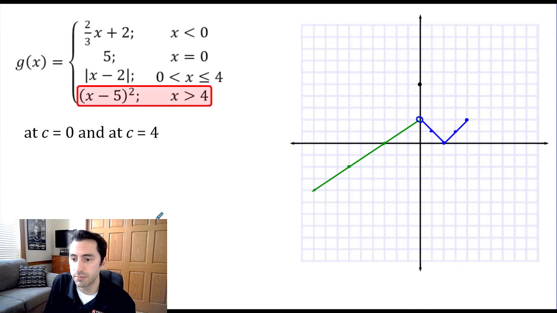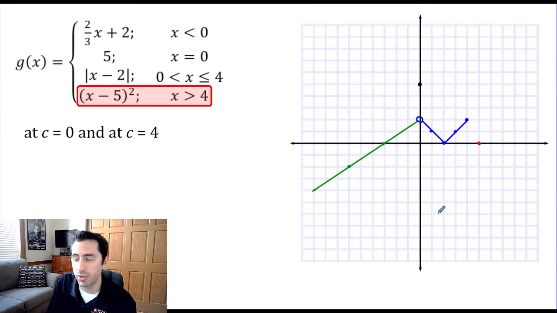And then lastly, our very bottom one there is a parabola x minus 5 squared. And this is for all the values that are greater than 4. So x minus 5 squared, again, we have a transformation where that minus 5, that just moves everything to the right 5 spots. So the vertex of my parabola is over at 5, 0.